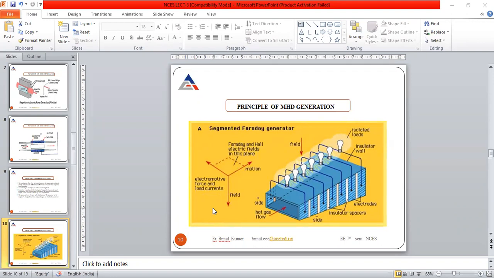Fine. So if we stretch our three fingers, thumb, forefinger, and center finger, at 90 degrees to each other, then it will be like this. The forefinger gives you the direction of the field, the thumb gives you the direction of the motion, and the center finger gives you the direction of the electromotive force and load current.